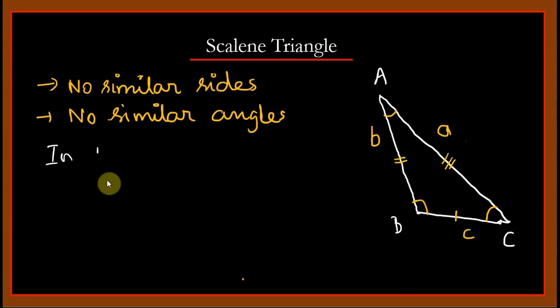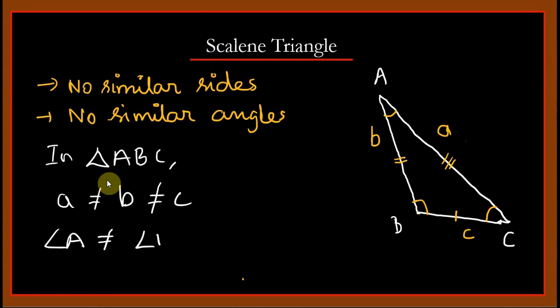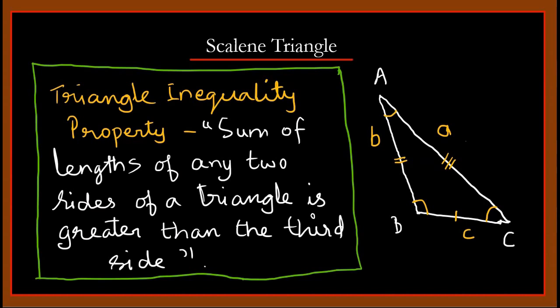A scalene triangle is something that has no equal sides or equal angles. In this example, side A, side B and side C are not equal, and angle A, angle B and angle C are also different. However, other triangle properties apply to such a triangle. For example, the triangle inequality property, which is the sum of lengths of any two sides of a triangle is always greater than the third side.